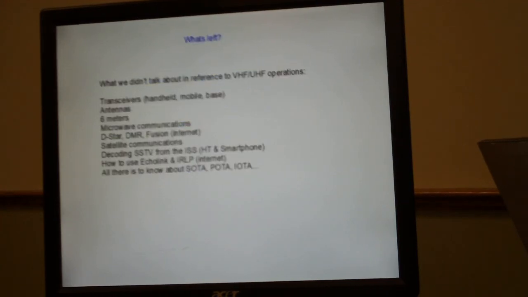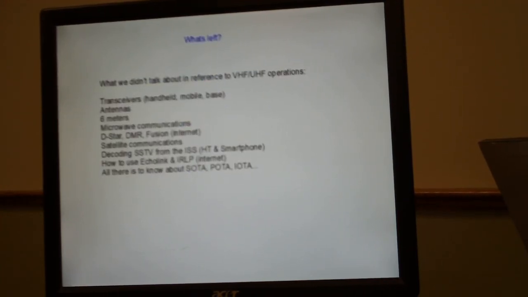UHF, VHF, when you first get your license, is a great place to start. But then you've got some other decisions to make as to what do you want to do? Do you want to talk to satellites? Do you want to get into emergency communications? It's all here. It's wide open. So there's a lot to do on UHF and VHF.